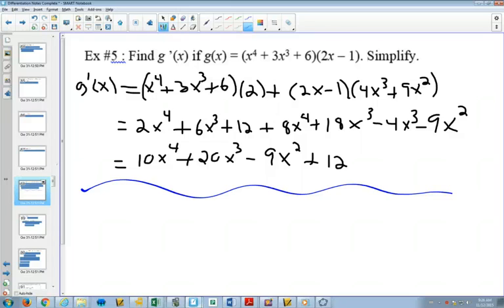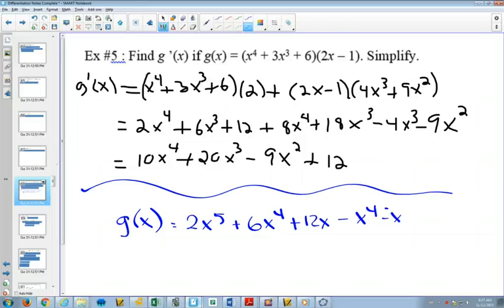Or if we multiply it out to begin with. So multiply the 2x through everything. You get 2x to the 5 plus 6x to the 4 plus 12x. Then multiply the negative 1 through everything. And combine all of our like terms at this point.